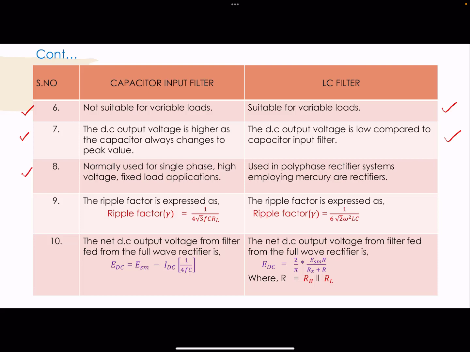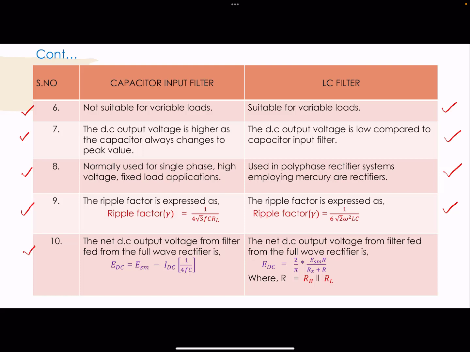The eighth point is, the capacitor input filter is normally used for single phase high voltage fixed load applications, whereas the LC filter is used in polyphase rectifier systems employing SCRs or thyristor rectifiers. The ninth point is, in the case of the capacitor input filter, the ripple factor gamma is equal to 1 by 4 root 3 f C R_L. Whereas in the case of the LC filter, the ripple factor gamma is equal to 1 by 6 root 2 omega square LC.